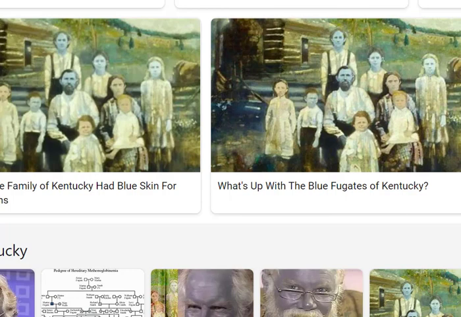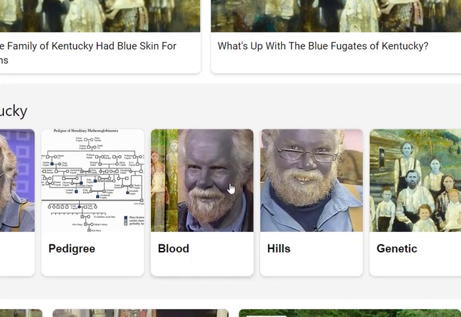So apparently the lady delivered her baby, and they realized she had plenty of oxygen. She wasn't cyanotic. Her skin just was blue. So here's some of the pictures. This is my favorite one.